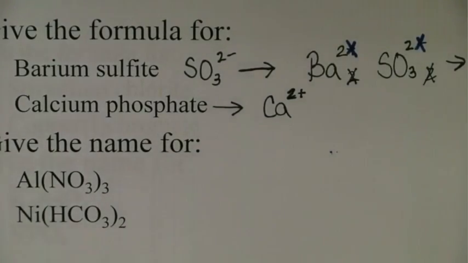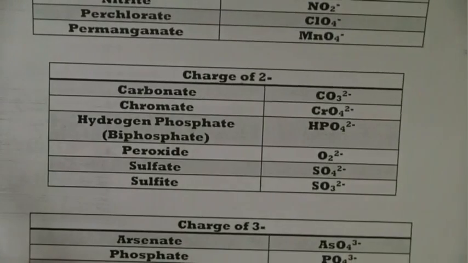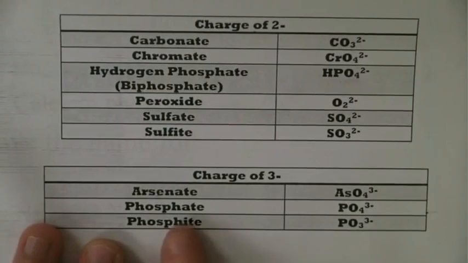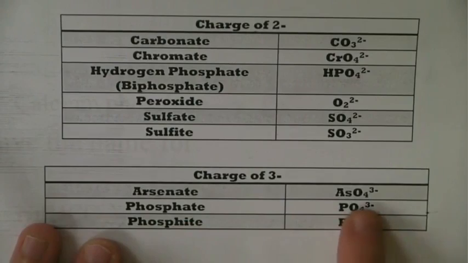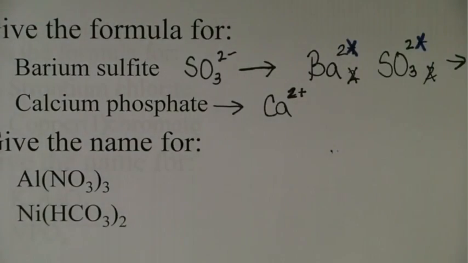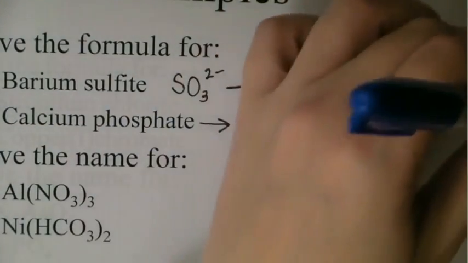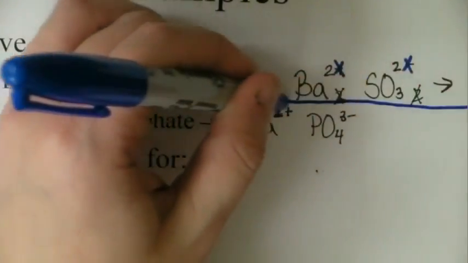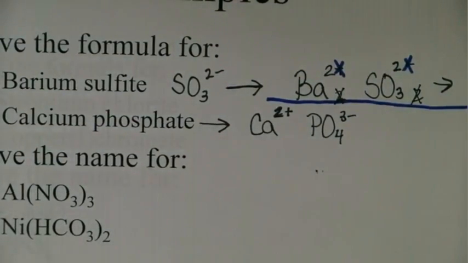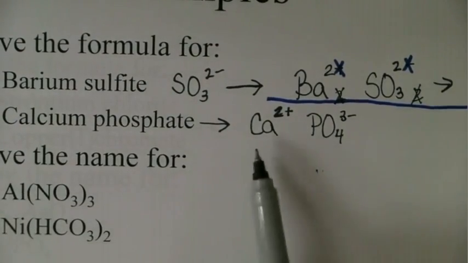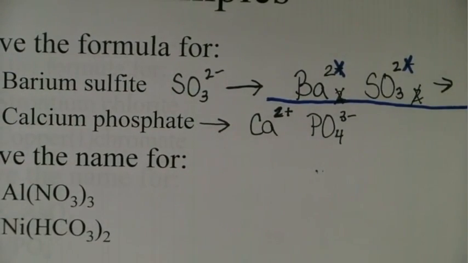Calcium's a +2. Phosphate, for regular classes, is way down here. It is PO4 with a -3 charge. Honors, I'm just going to write it for you for now. We're going to talk about how to memorize it in a few minutes. So, PO4 with a -3 charge. And I am actually going to draw a line separating these just so you don't get them confused. Alright, so Ca +2, PO4 -3.